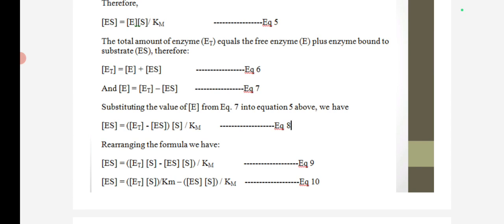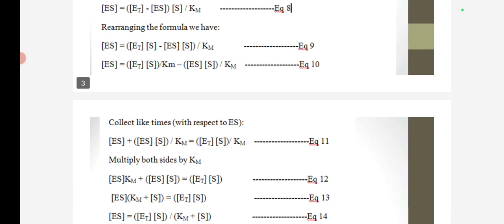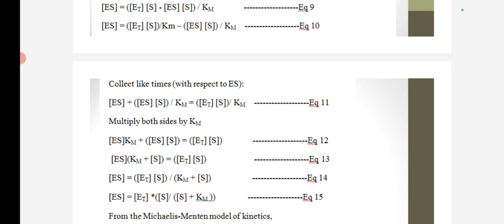Now the equation is rearranged. Enzyme-substrate complex equals ET. Here we multiply the enzyme-substrate complex by the common substrate concentration. Now we get enzyme total concentration times substrate concentration minus enzyme-substrate concentration times substrate concentration, divided by the common Km. From this equation, enzyme-substrate complex equals ET concentration times substrate concentration divided by Km, minus enzyme-substrate complex concentration times substrate concentration divided by Km. The common Km we subdivide. From this equation, we can collect like terms with respect to enzyme-substrate.